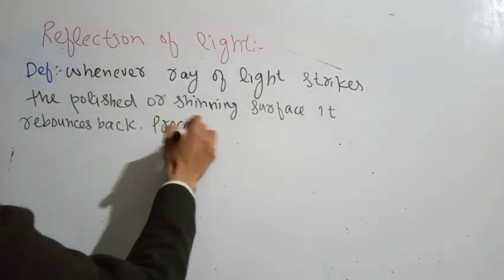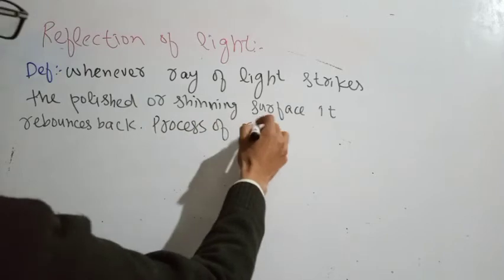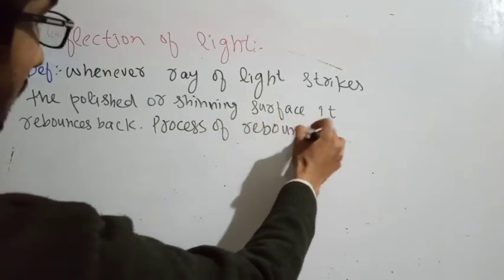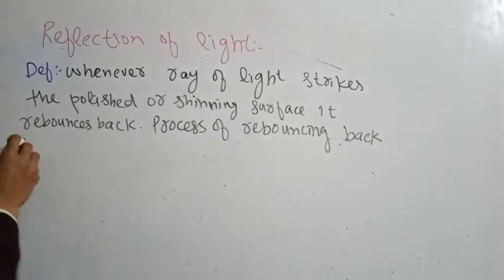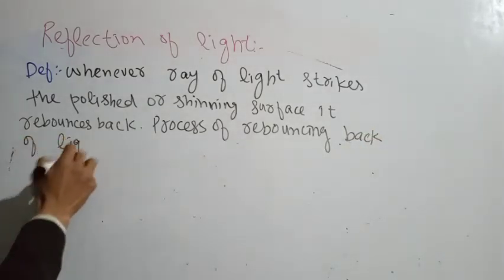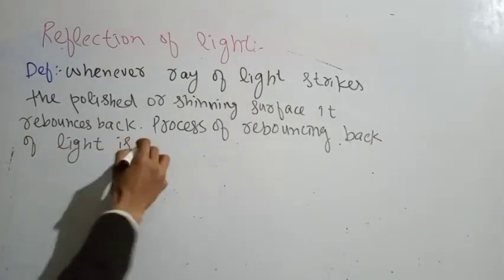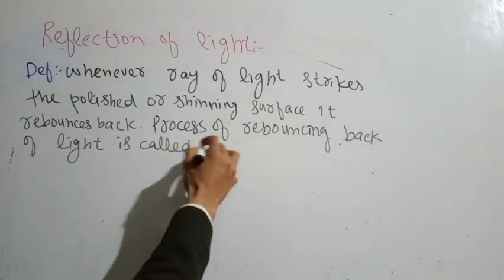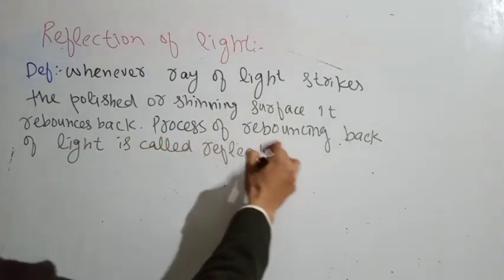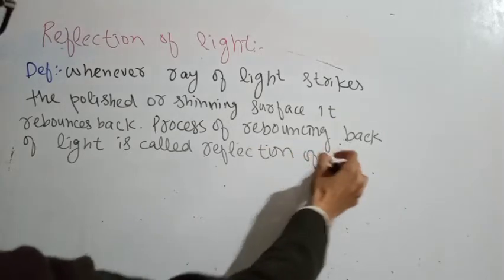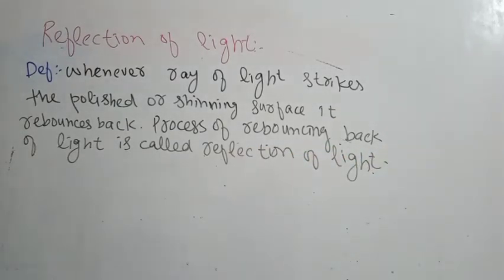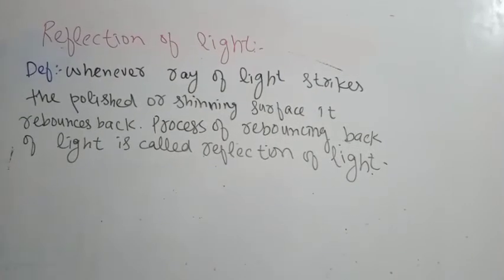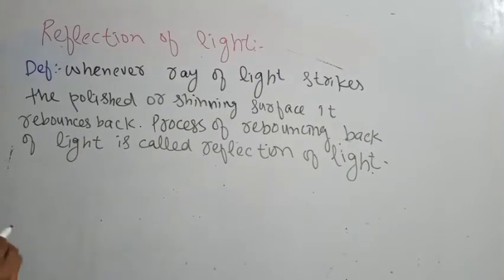So the process of rebouncing back of light is called reflection of light. For example, let's consider the example of this.